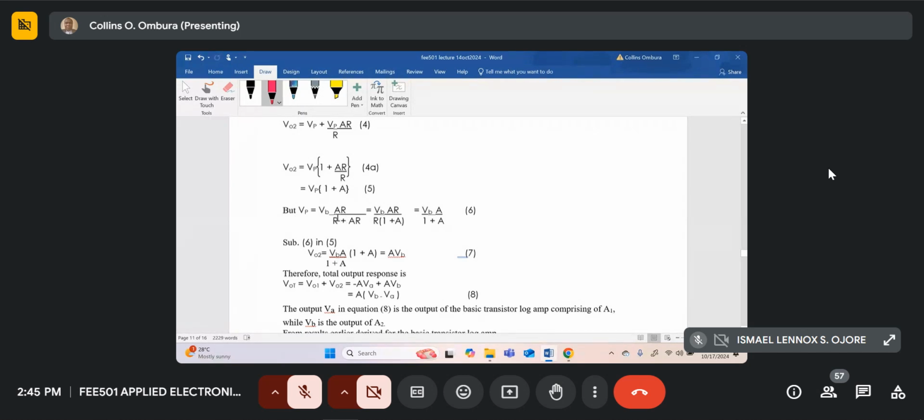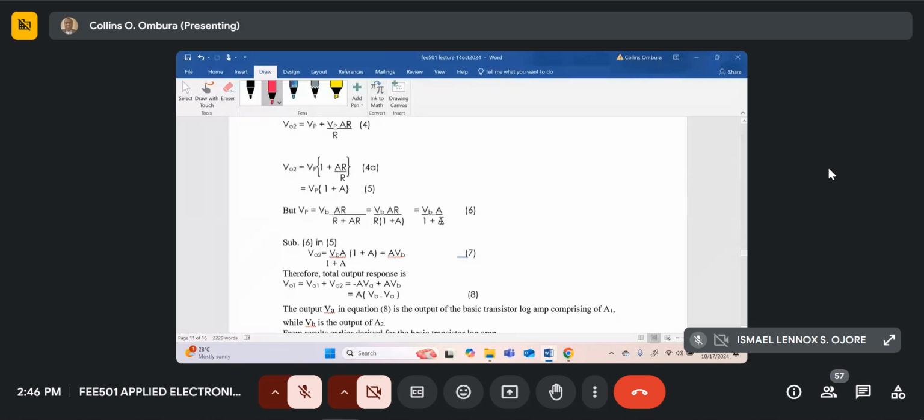So from the second expression in 6, all I've done is take R to be common in the denominator, and then I cancel the R in the numerator and denominator. Then I get VBA divided by 1 plus A. So that is our VP.